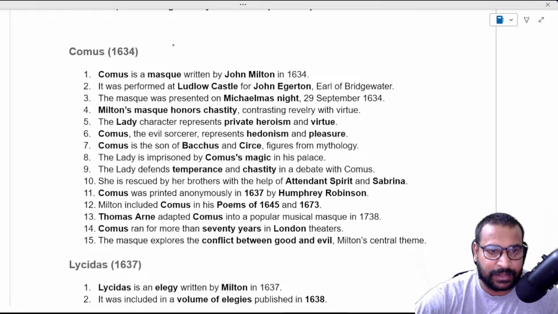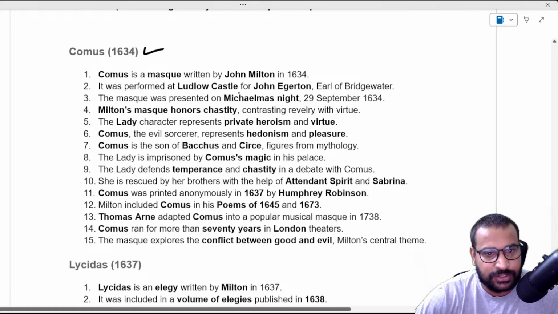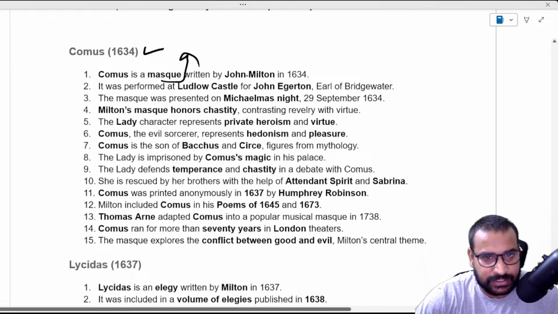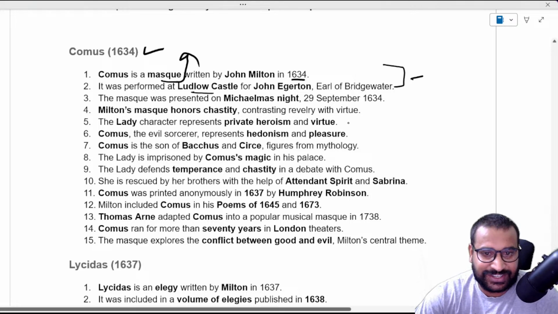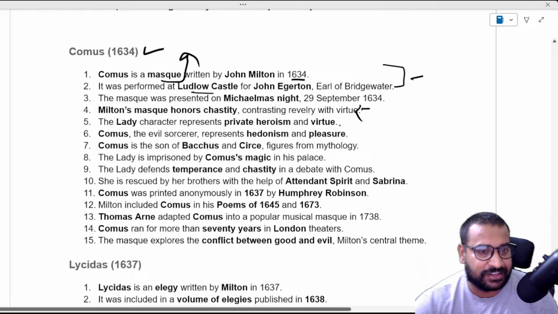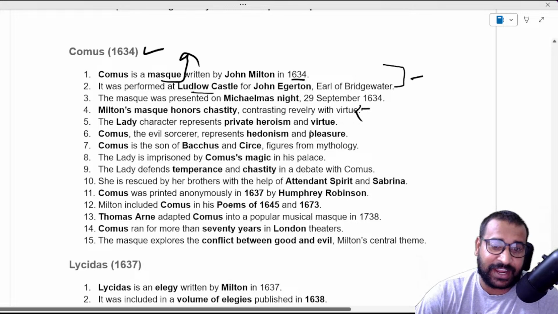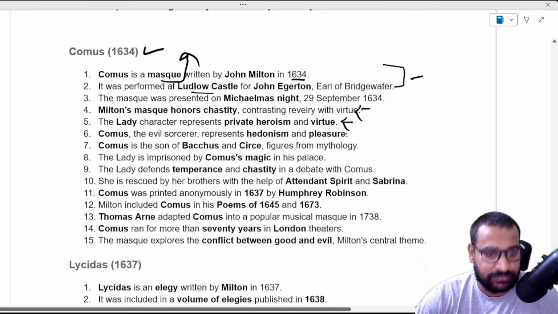Very important, Comus. You get questions from that. You should know that it is a masque. It is a masque written by John Milton, and it was performed at Ludlow Castle. Both the points are important. Milton's masque honors chastity, contrasting revelry with virtue. And the Lady character represents private heroism and virtue.